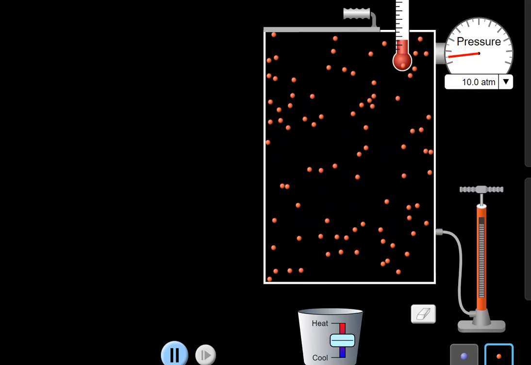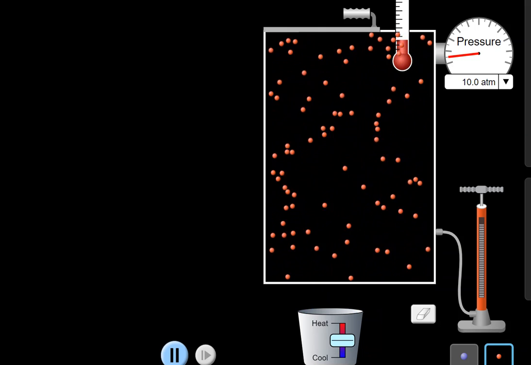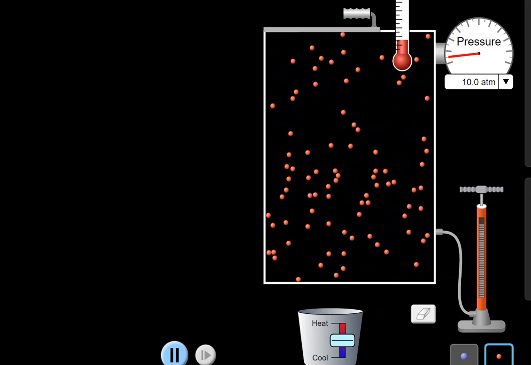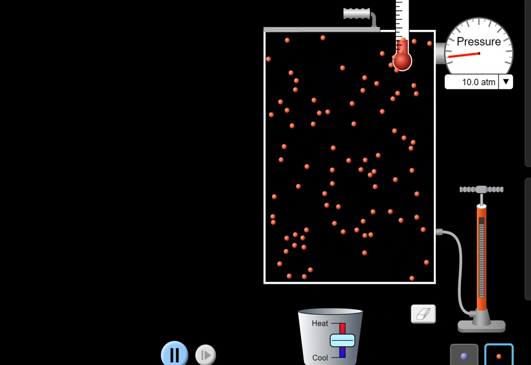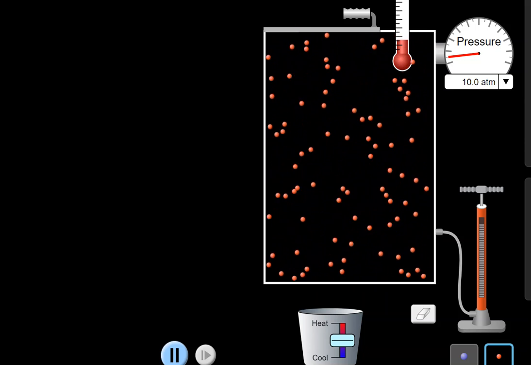Think about what that does to the density of the gas. If it's expanded, its volume is getting bigger, but its mass would stay the same because it has the same particles. So it gets less dense as you heat it and more dense as you cool it.